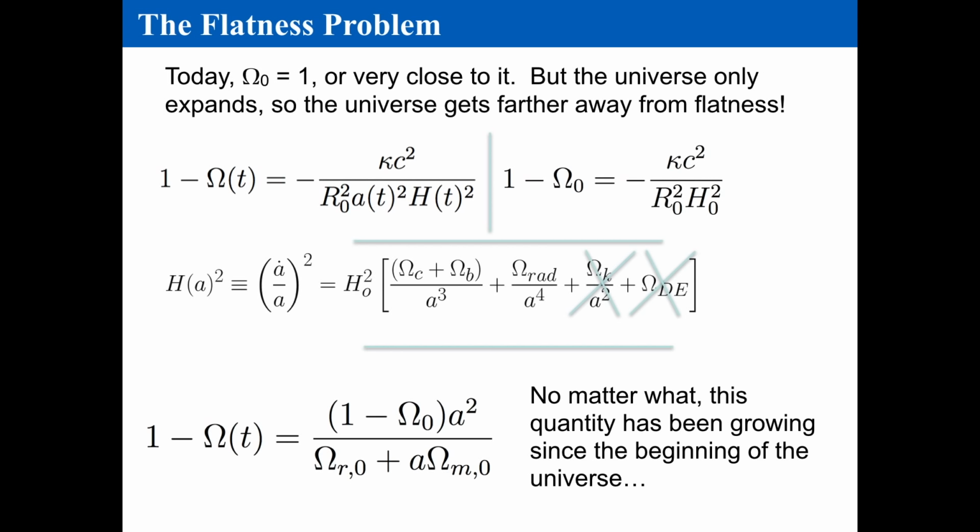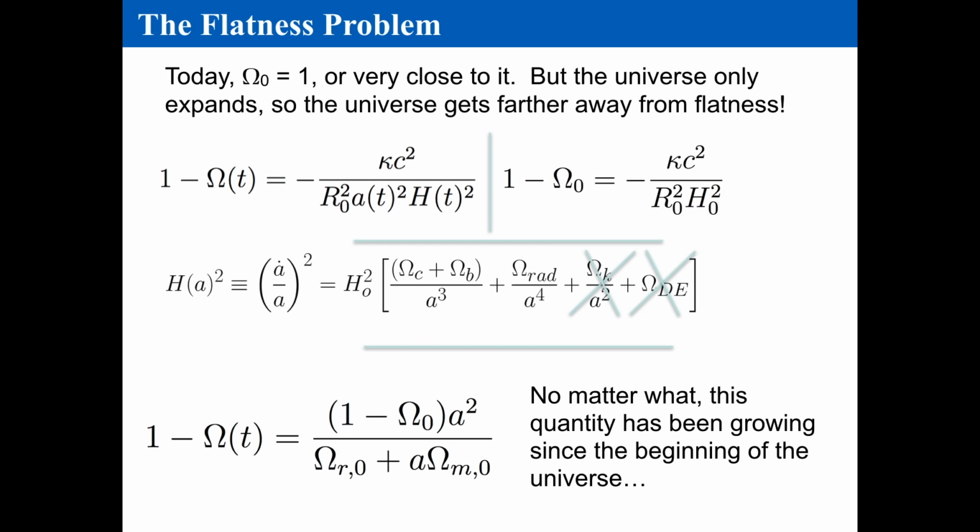If it's closed or open, then kappa, that k, is not equal to 0. It's either equal to +1 or -1. c squared is the speed of light squared. R is the radius of curvature of the universe, or the scale factor associated with that radius of curvature. a is the scale factor of the universe, meaning how big the universe is and how fast it grows with time. And the Hubble parameter H is the rate of change of the scale factor with time. The right-hand side in the top right shows the current value for today.